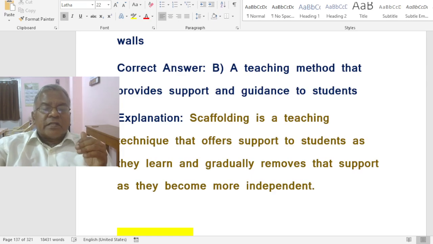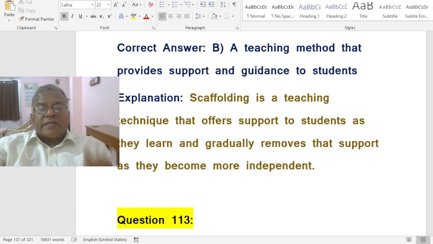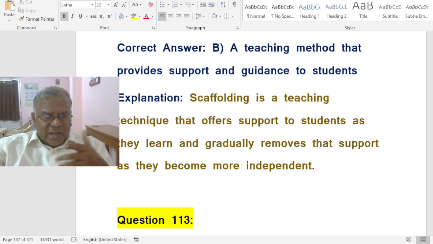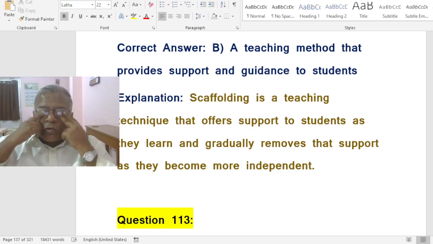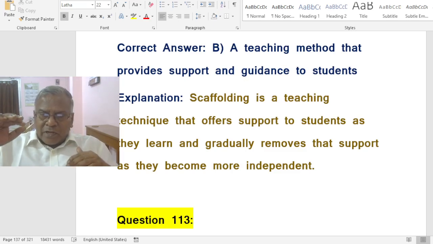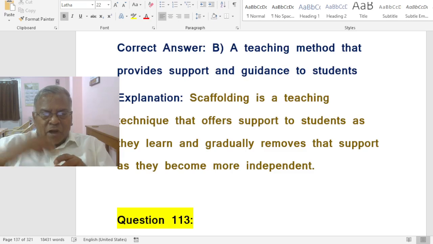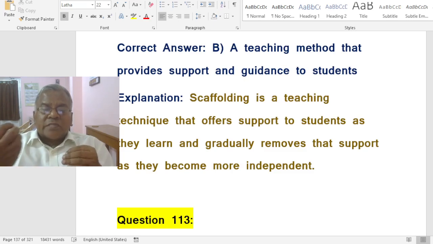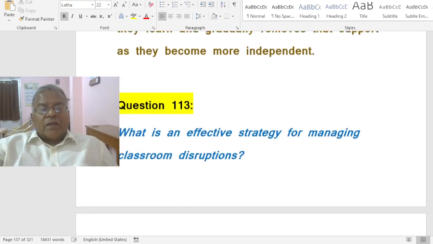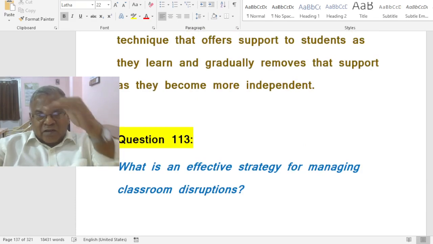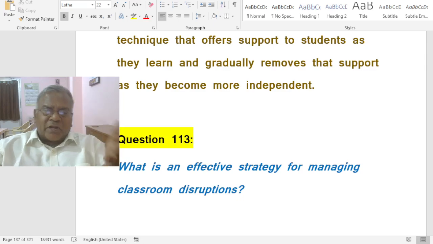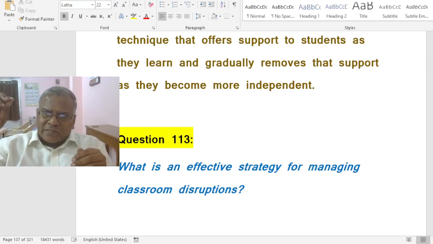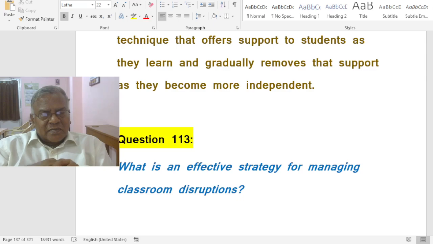Scaffolding is a teaching technique that offers support to students as they learn and gradually removes that support as they become more independent. This we already discussed in research also, I think in many videos it has come. Scaffolding means a support given to the student, journeying together with the student till they reach a particular intellectual level. After that, withdrawing the support. That is called scaffolding. At the time there is no need for the teacher's guidance, they have come to that level of understanding. As they become more independent means they have attained a particular level of intelligence. At that time they may not need the teacher's guidance. So that's the idea here.